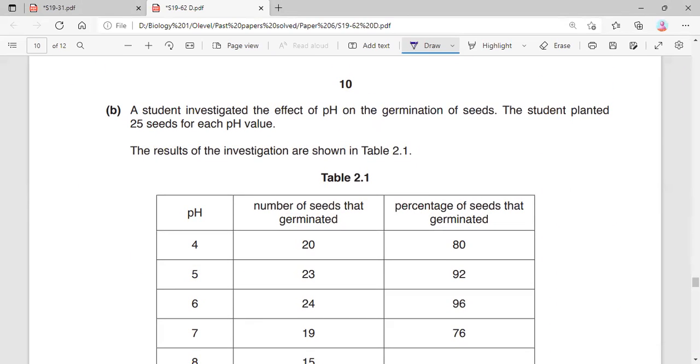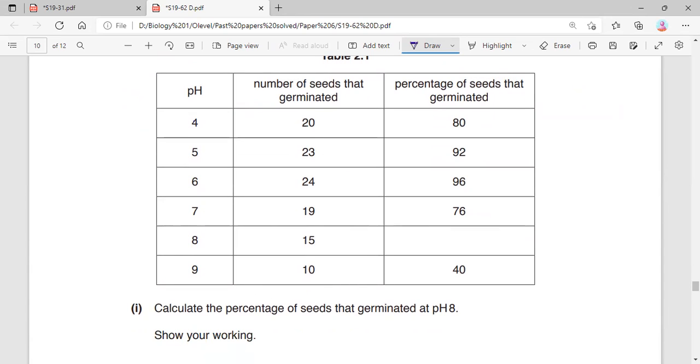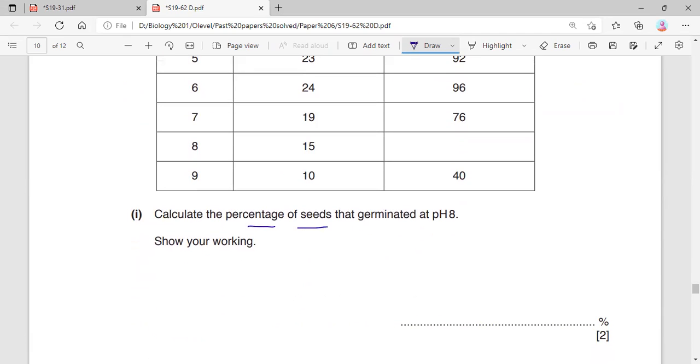A student investigated the effect of pH on the germination of seeds. He changed the pH and wants to see the seeds that germinated. The student planted 25 seeds for each pH value. He gave you the number of seeds that germinated in each dish. Calculate the percentage of seeds that germinated at pH 8.